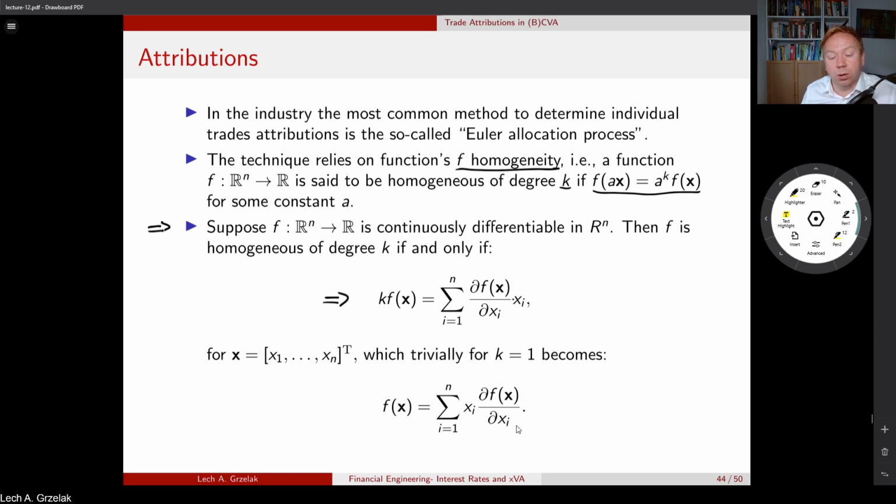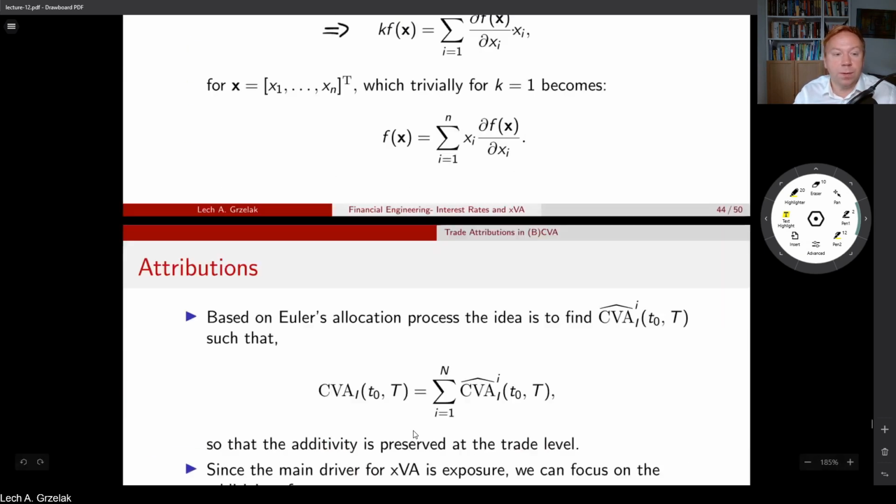Of course, this would only hold for linear products. So this homogeneity would only hold if the function f is linear. There are also other constraints here, so you cannot expect that this would work also for nonlinear functions.